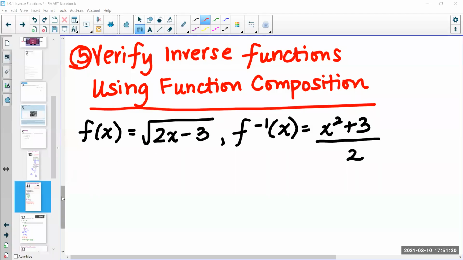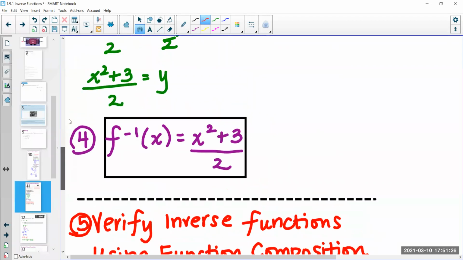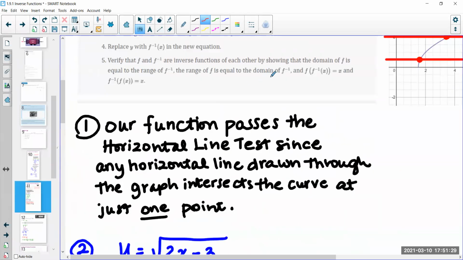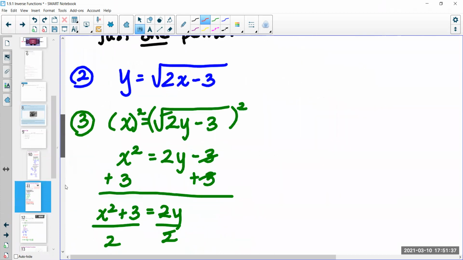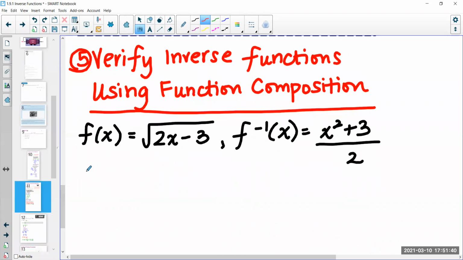Okay, so now we are going to verify that these two are inverse functions using function composition. And remember here from our steps, it does remind us that we need to show that f of f inverse of x is equal to x, and that f inverse of f of x is equal to x. So let's start first with finding that f of f inverse of x is equal, hopefully, to x. So let's actually do that now.